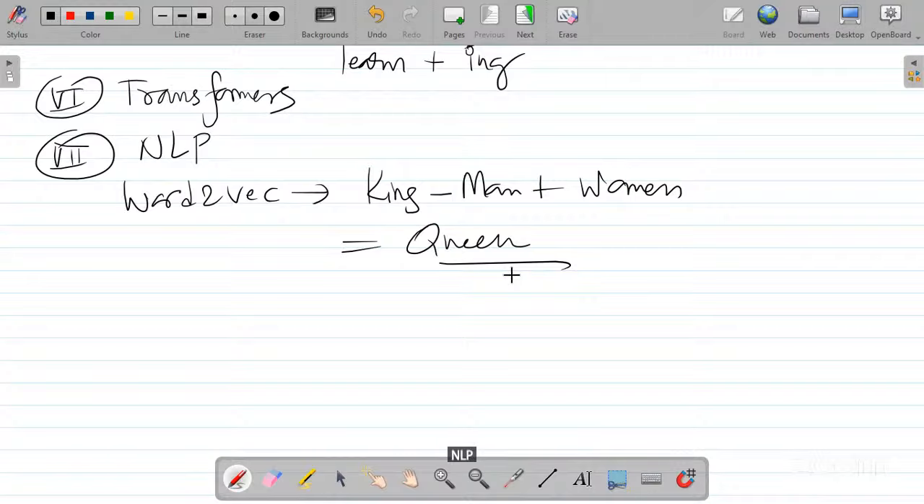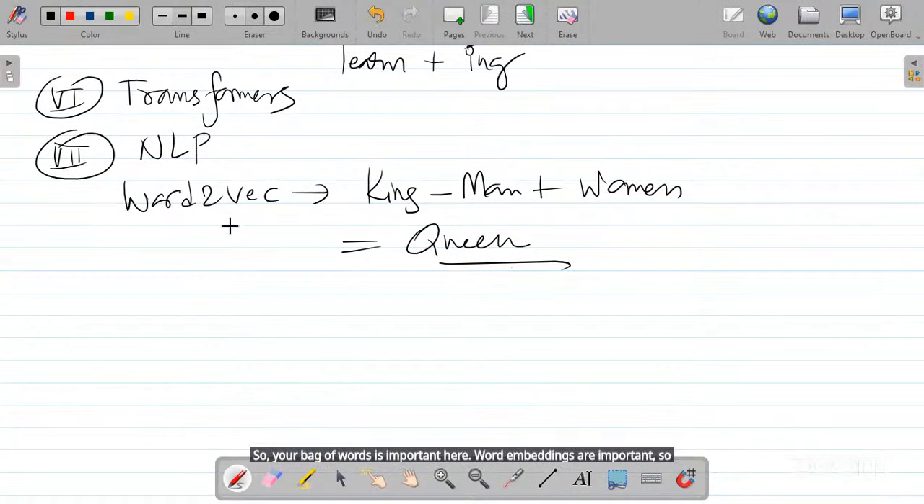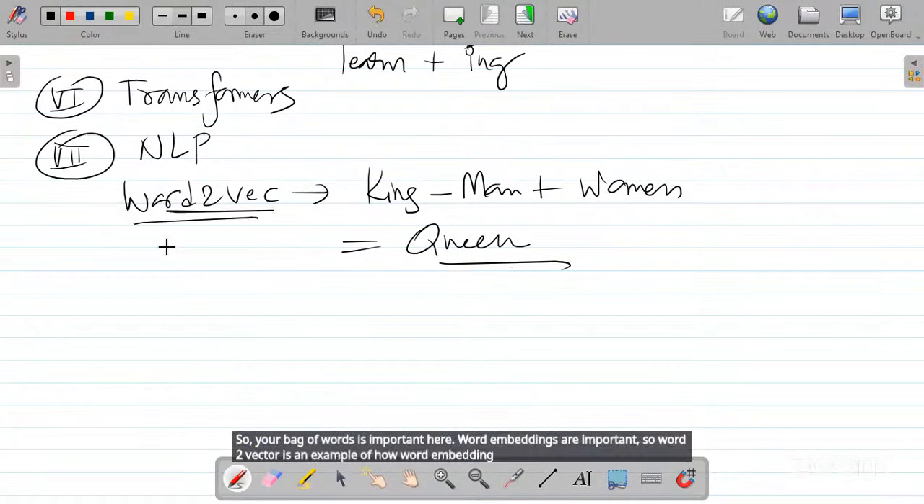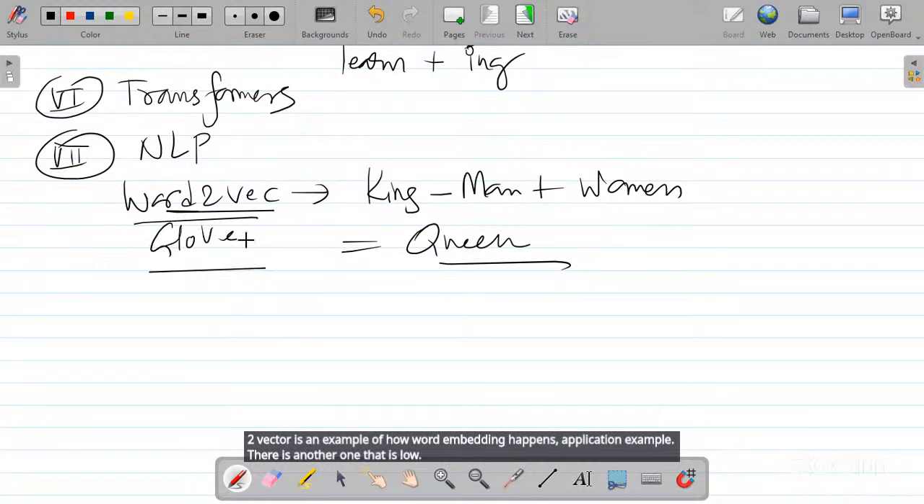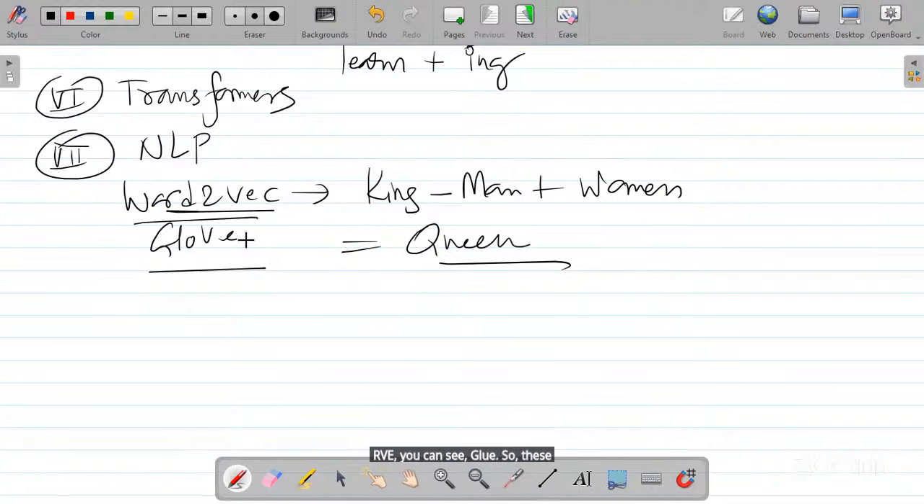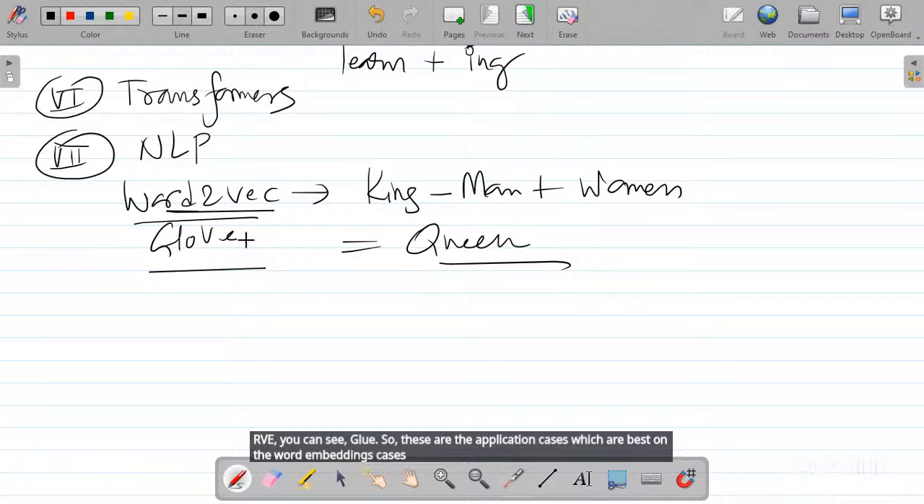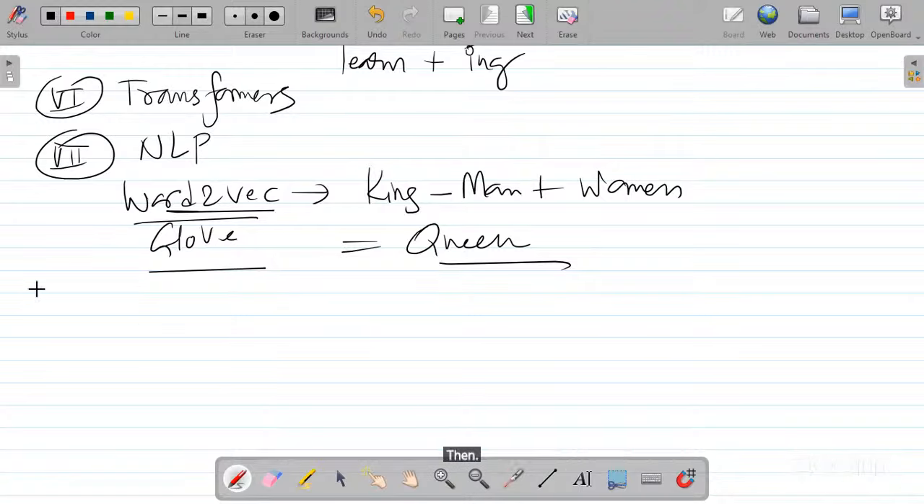It directly leads to how LLM is embedding the things. King minus man plus woman. So that leads to queen. This concept directly leads to embeddings, LLM embeddings, right? So your bag of words is important here. Word embeddings are important. So word to vector is an example of how word embedding happens. Application example. There is another one that is GloVe, you can say GloVe. So these are the application cases which are based on the word embeddings.